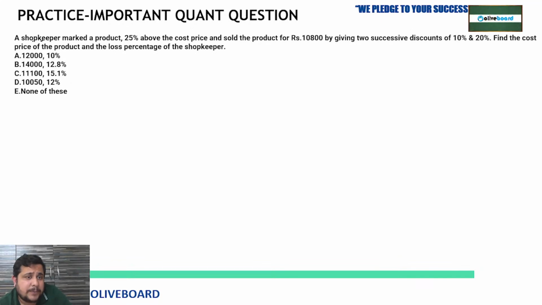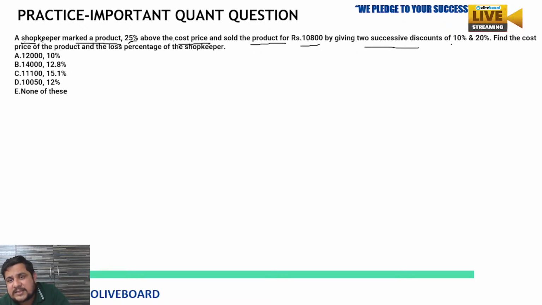The next question is based on what? A shopkeeper marked the product. So it might be based on profit and loss. A shopkeeper marked the product 25% above cost price and sold the product for rupees 10,800 by giving two successive discounts of 10% and 20%. Find the cost price of the product and the loss percent of the shopkeeper.